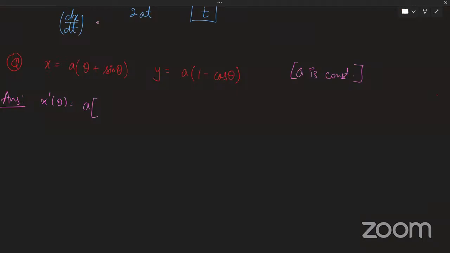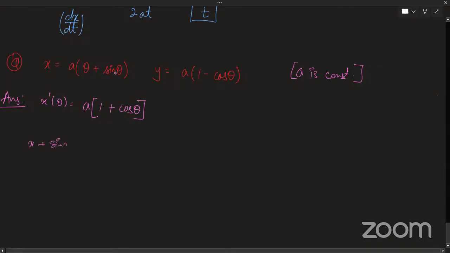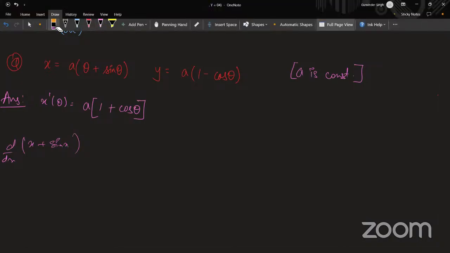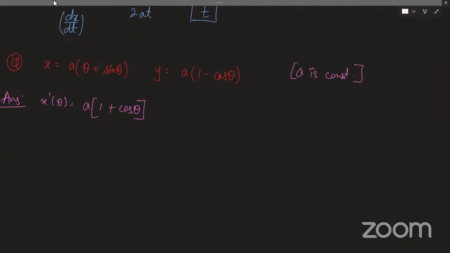What is the derivative of theta plus sine theta with respect to theta? 1 plus cos theta. Yes. Just in your thinking, you can replace your theta with x. So it is basically x plus sine x. I am asking you to differentiate x plus sine x with respect to x. Right? There is just a change in variable. Change in variable won't affect your answer, right?